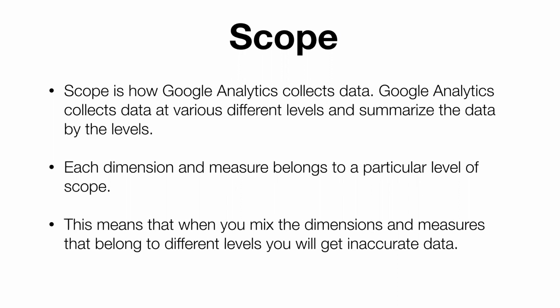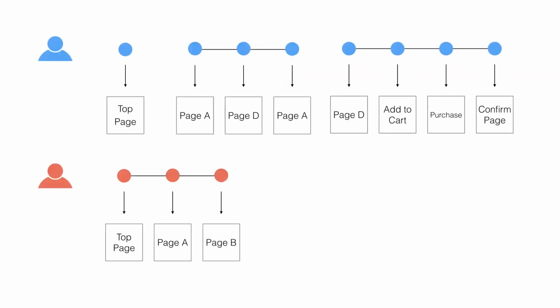So each dimension and measure belongs to a particular level of scope. That means you can't mix across different levels. So what do I mean? Think of it this way.